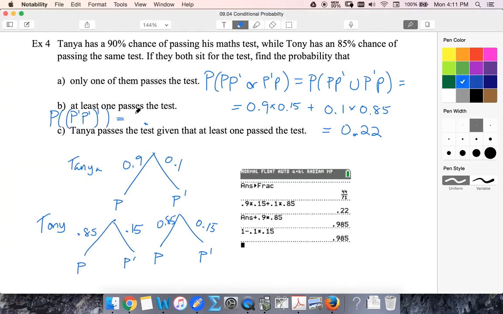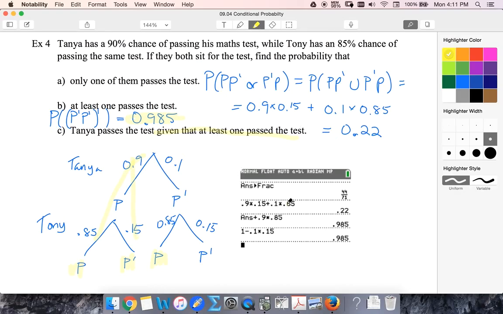So that's 0.985. Tanya passes given at least one has passed. So now I've got my given at least one passed, and that's this answer up here. So that's my denominator. Tanya passes, I've got two different ways Tanya passes with the at least one passed, because down here, here, and here, all three of those are my at least one passed outcome. Tanya passes in two of those. So she's going this route and this route is where she passes.